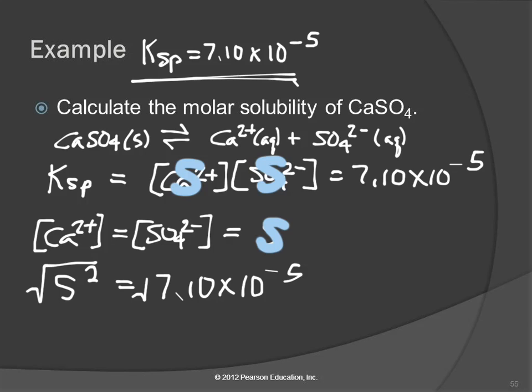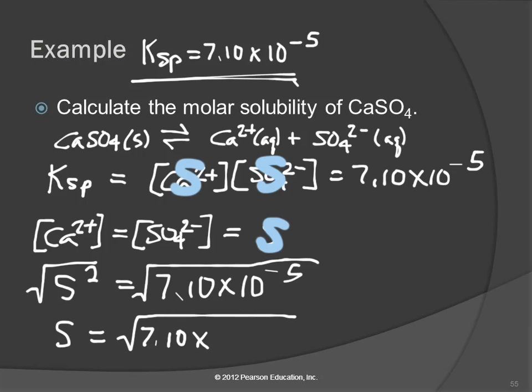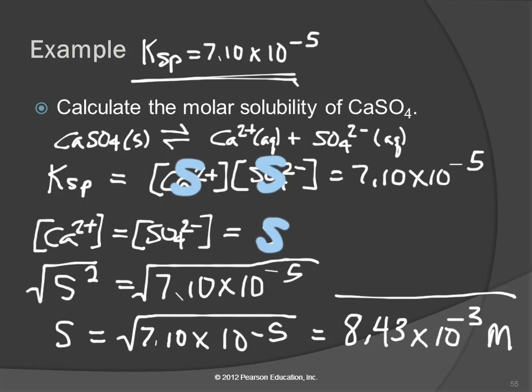Then we're going to take the square root of both sides. The square root of S squared is just S. And so S equals the square root of 7.1 times 10 to the minus 5. 7.1 EE minus 5, square root: 8.43, 8.43 times 10 to the minus 3. And we're just going to slap a unit on that of molarity.